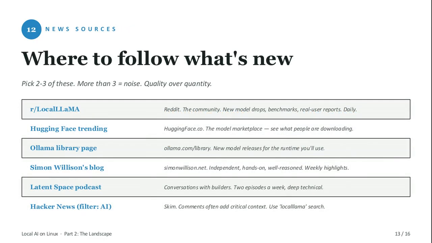So where do you actually get your news? Pick 2 or 3 of these, no more. Chasing all of them is how the burnout starts. r/LocalLLaMA is the pulse of the community, daily and unfiltered. Hugging Face trending shows you what people are actually downloading. The Ollama library page tells you what's landed in the runtime you'll be running. Simon Willison's blog is the thoughtful weekly digest. Latent Space goes deep on the builder side, and Hacker News with an AI filter catches the rest. Often the comments are where the real context lives.